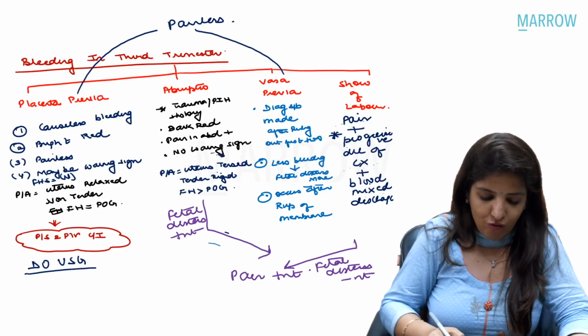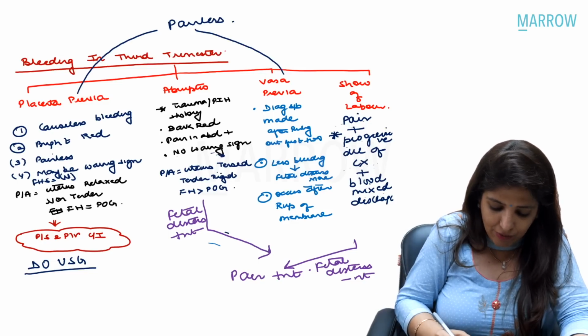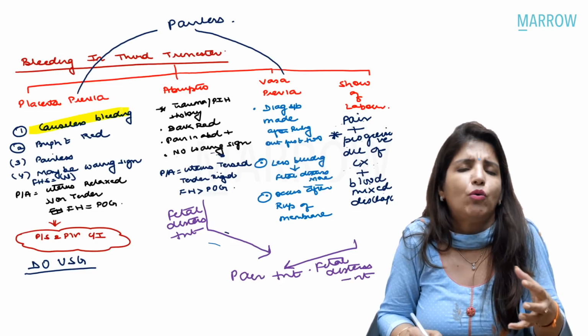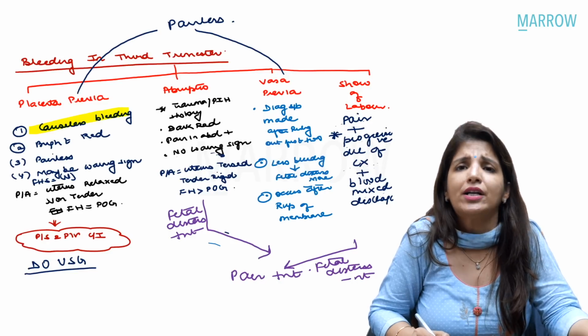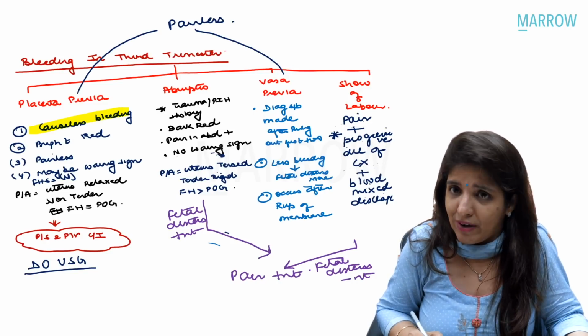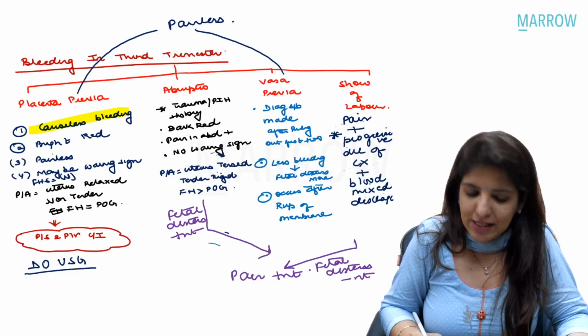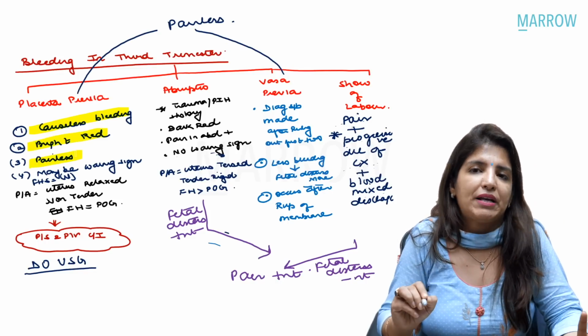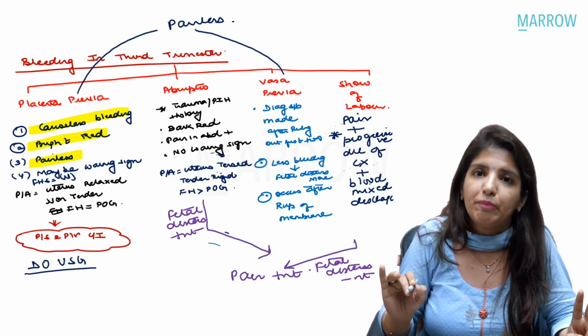See, in case of placenta previa, bleeding will be causeless. That means there won't be any reason for the bleeding. There won't be any trauma. Patient will simply say that she just had bleeding. She doesn't know the reason why. Another very important thing in placenta previa is the bleeding is bright red in color and it is painless. It is never associated with any pain.